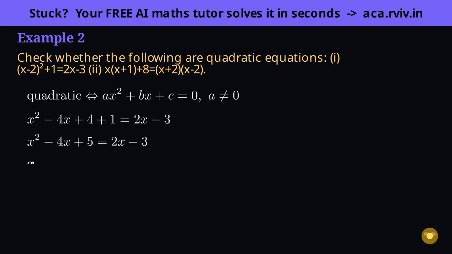Now sweep every term to the left so the right becomes 0. The 2x moves over as minus 2x joining minus 4x to give minus 6x, and minus 3 moving over becomes plus 3, joining the 5 to give 8.